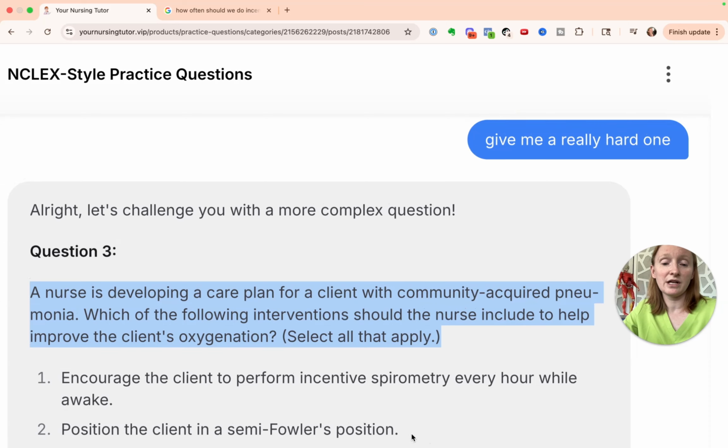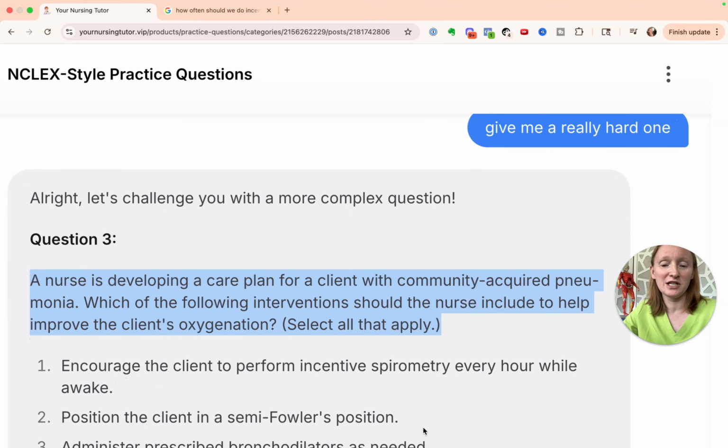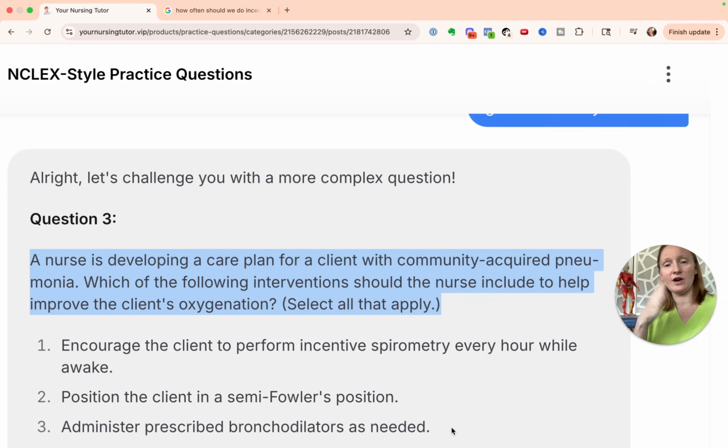Number 2, position the client in semi-Fowler's position. That helps improve oxygenation. This is almost always going to be a correct answer when it comes to improving oxygenation because it helps you sit up. So it takes gravity off your chest. Administer prescribed bronchodilators as needed. Again, if you don't know what bronchodilators are, Google it. What do bronchodilators do? What that'll tell you is that it relaxes the airway, so it opens it up, and that's going to make it easier to breathe. So that sounds like a good answer choice as well. So far I like 1, 2, and 3. I'm marking them all true.